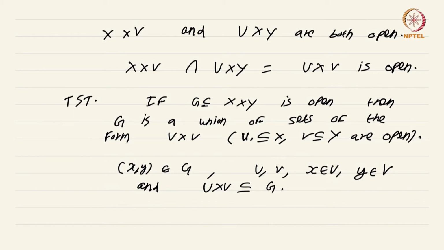Okay, just a 30-second thought will convince you that this is more than enough. All we are doing is, given any point in G, we are squeezing a product U cross V that contains this point and is contained in G, and this will show that G can be written as a union of sets of the form U cross V. Suppose not.